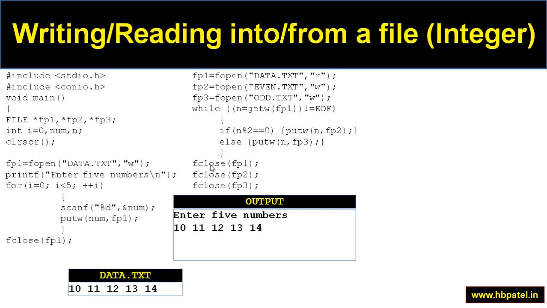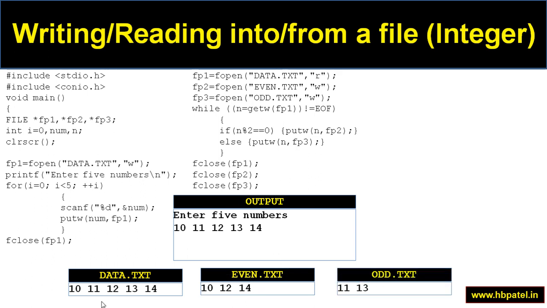And then all these files are closed, fclose fp1, fp2, fp3. So now we have 2 more files ready. even.txt having 10, 12 and 14, and odd.txt having 11 and 13.